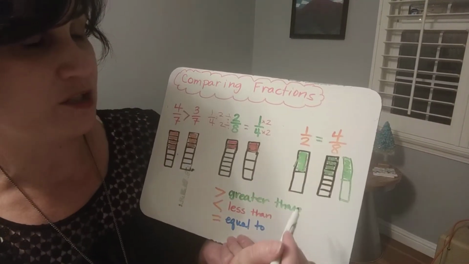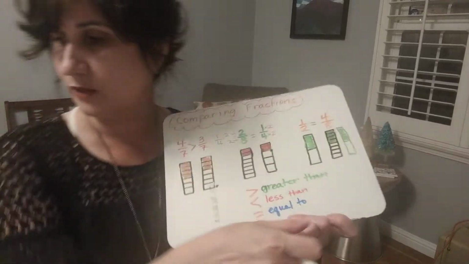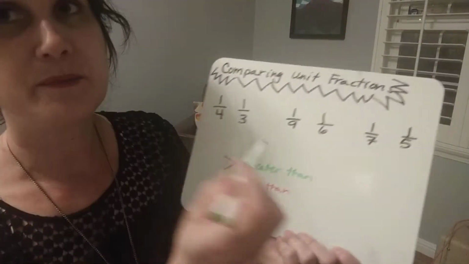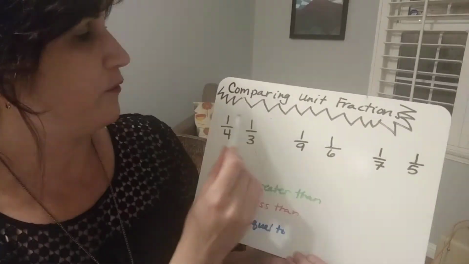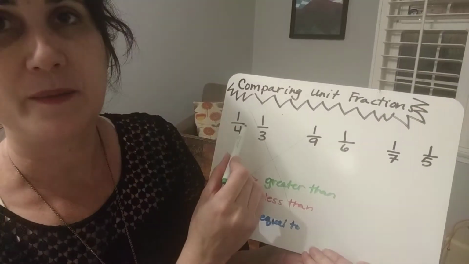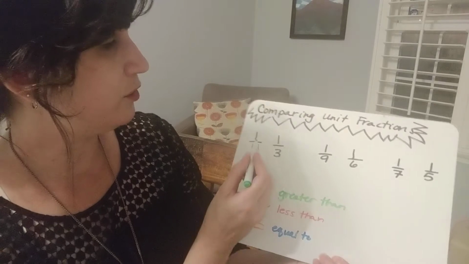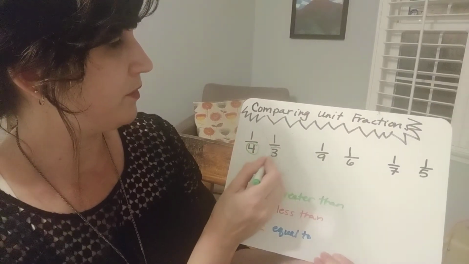So some fractions are equal to one another. That's what we're going to be learning. When we compare fractions, again, sometimes we compare unit fractions. A unit fraction is when there's only 1 on the top. And the only thing you can do to compare a unit fraction is look at the bottom numbers.